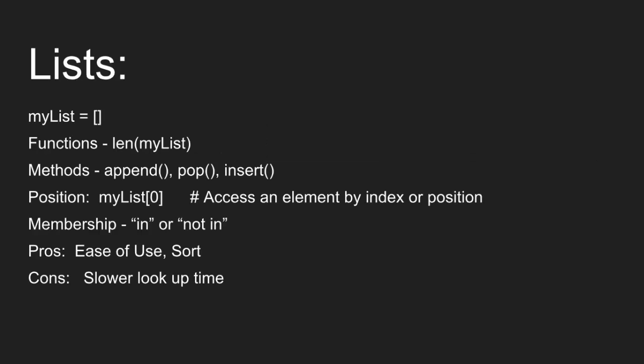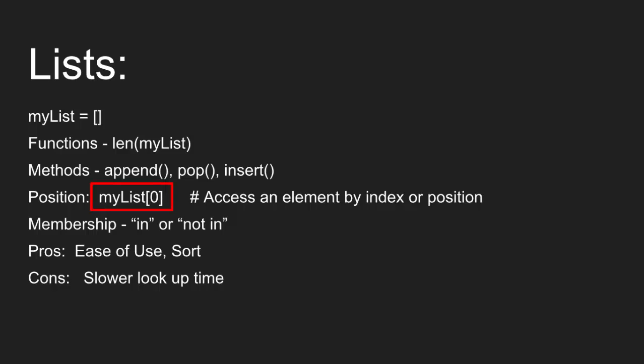So let's take a quick review of lists. Let's look at some basic code. We have my list assigned the value of an empty list using the square brackets, and we have some functions. We can look at the length of my list, and that will return the number of elements in the list. A list is nothing more than a collection of items. We have some common methods. We can append new items to the end of the list. We can pop items off the list, or we can insert items into a specific location. Those are some of the common methods available for lists.